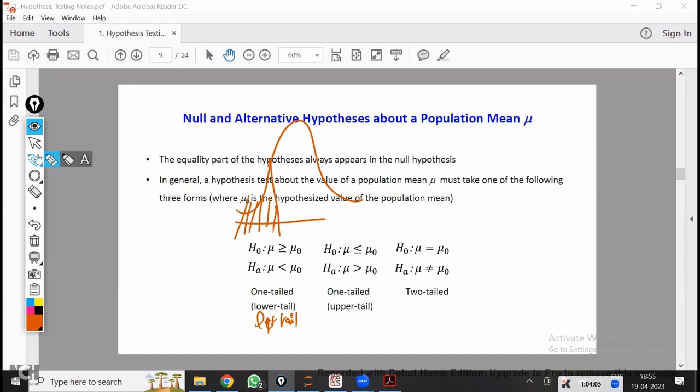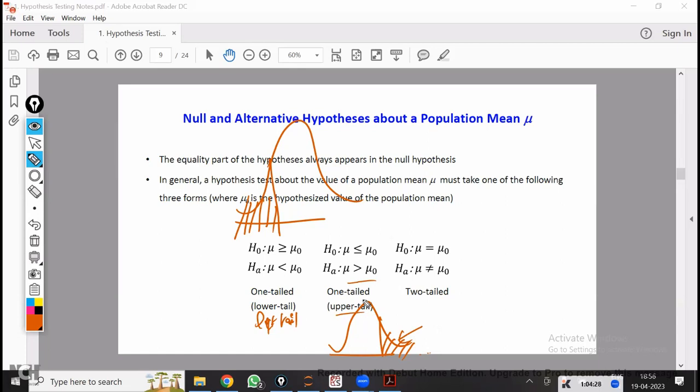Now coming to the pizza delivery example, you are going to take the action if it is greater than 30 minutes. If the person is delivering in more than 30 minutes, you are going to take the action. Now the action is on the right side. So if you have the action on the right side, then it is called an upper tail test or right tail test.